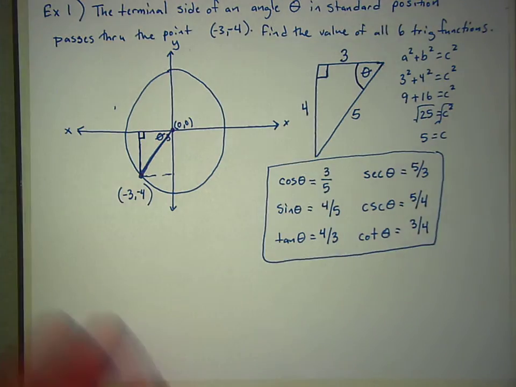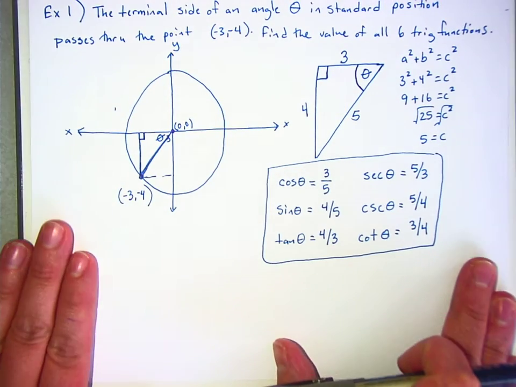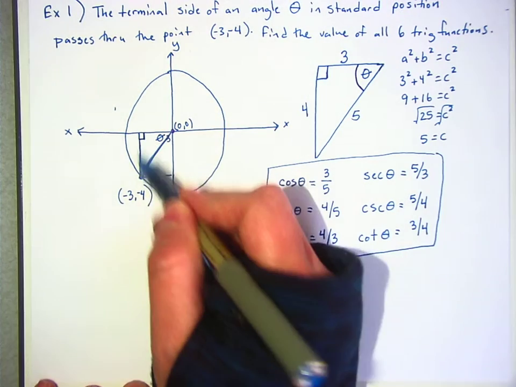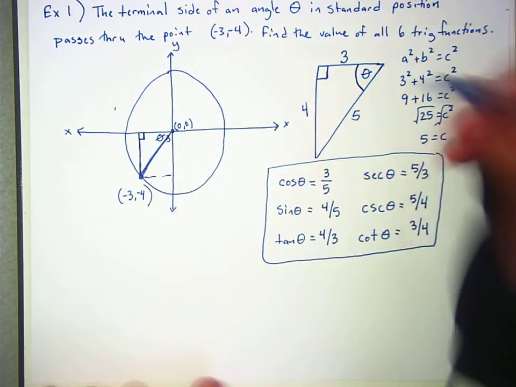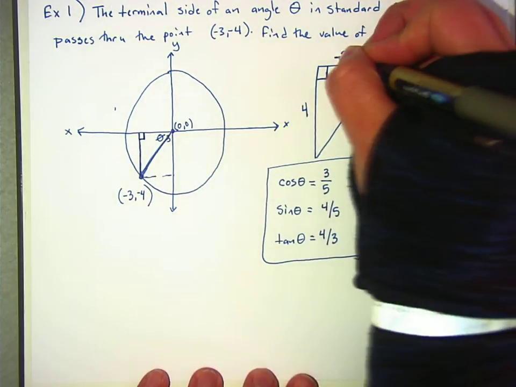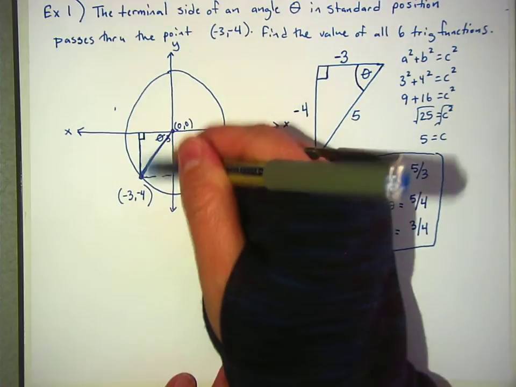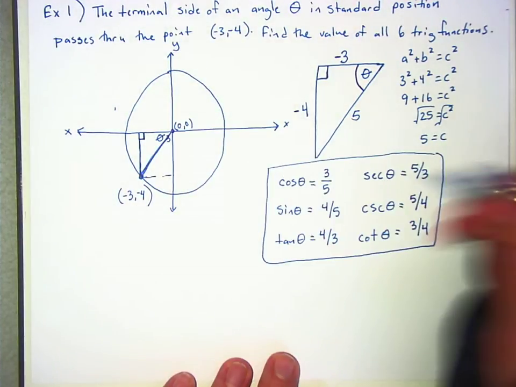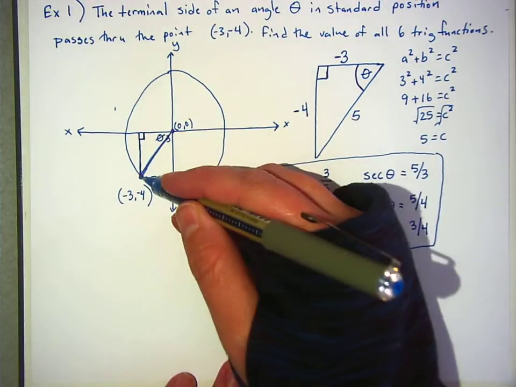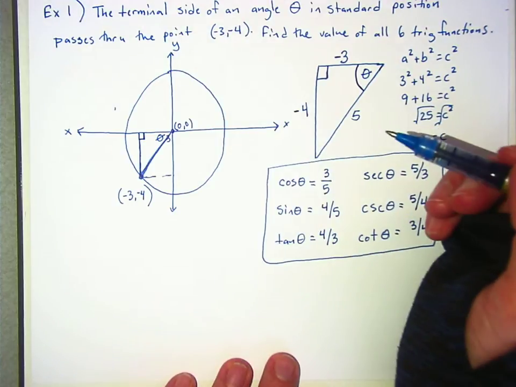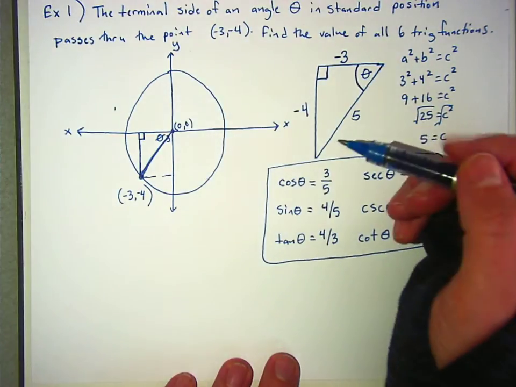Okay, but now we're not quite done. And that's because, do you remember how this was originally in quadrant 3? So even though it's impossible to have a negative distance, I'm going to write -3 and -4 here because it's down here in this quadrant. All right? I know, very confusing.